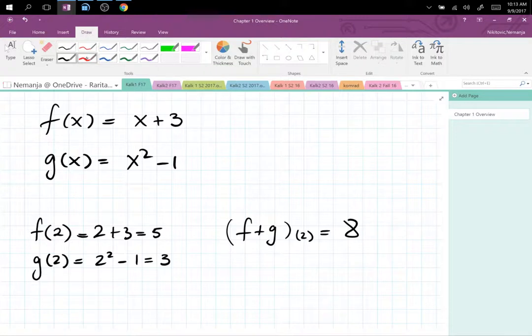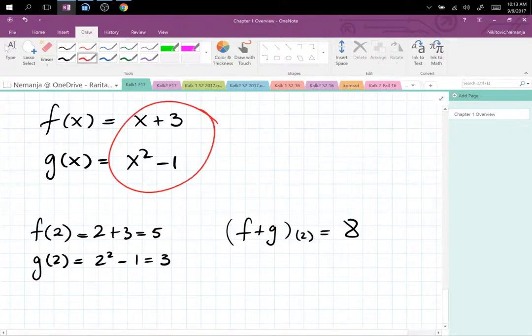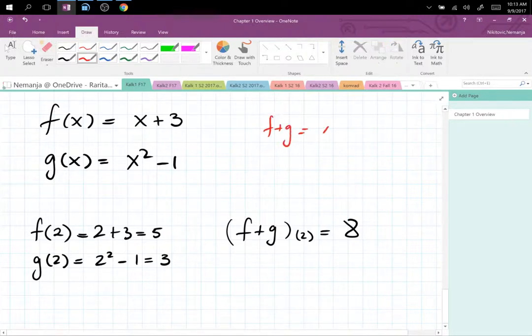Nice. So, if you are to add these two functions, you can add them here or there, anywhere. If I create f plus g, it will be x squared plus x plus 2 when you add and simplify all of this, right? So x squared plus x, and then 3 minus 1 is 2. And now if you plug 2 in there, what happens? 2 squared is 4, plus 2 is 6, plus 2 is 8.